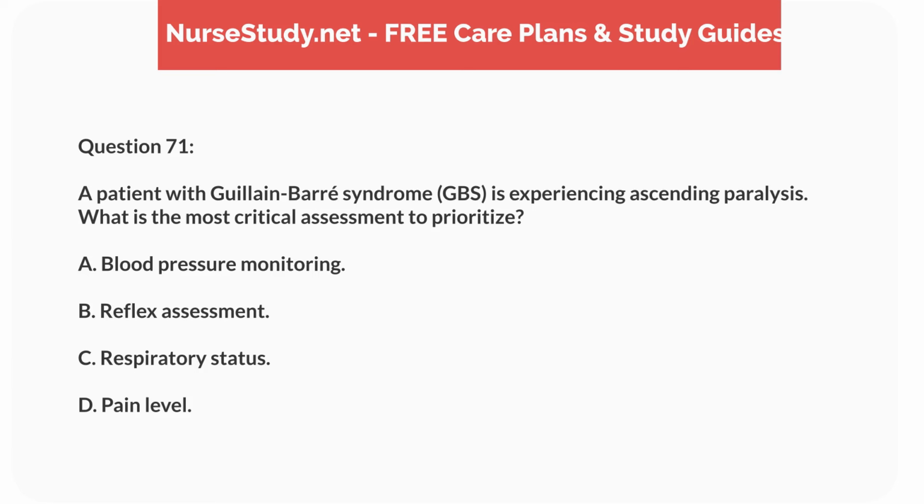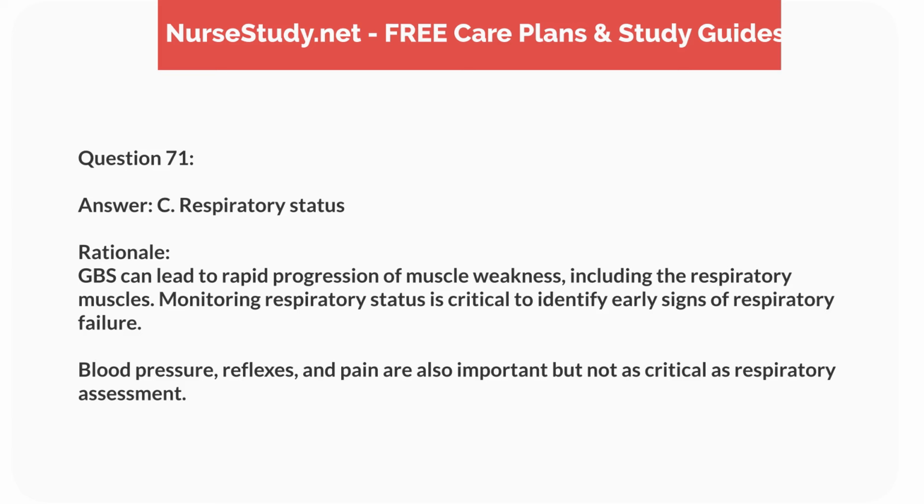Question 71. A patient with Guillain-Barré syndrome, GBS, is experiencing ascending paralysis. What is the most critical assessment to prioritize? A. Blood pressure monitoring. B. Reflex assessment. C. Respiratory status. D. Pain level.